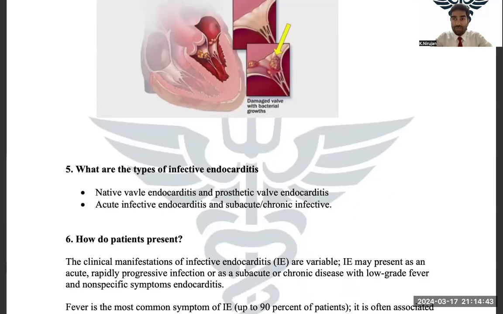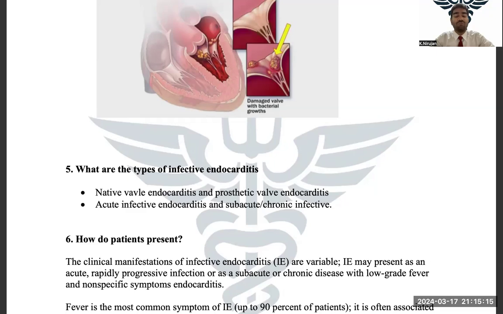And as I mentioned earlier in the pathogenesis, what are the types of infective endocarditis? There are two ways of classifying. One is from the type of valve, native valve infective endocarditis and prosthetic valve infective endocarditis. Why do we classify that? That is because the management and the organisms differ from native valve to prosthetic valve. So that is the reason we have to classify that as native and prosthetic valve. Okay.